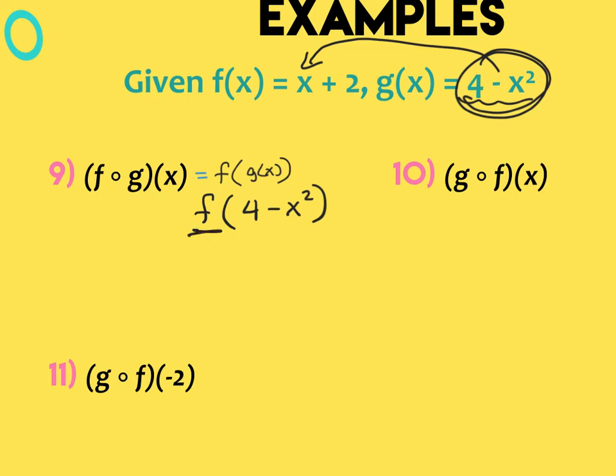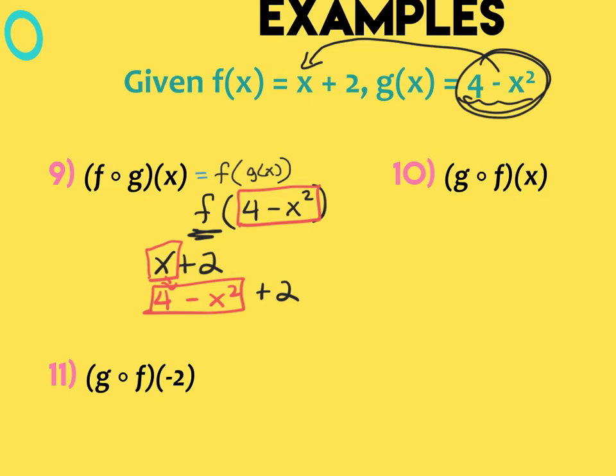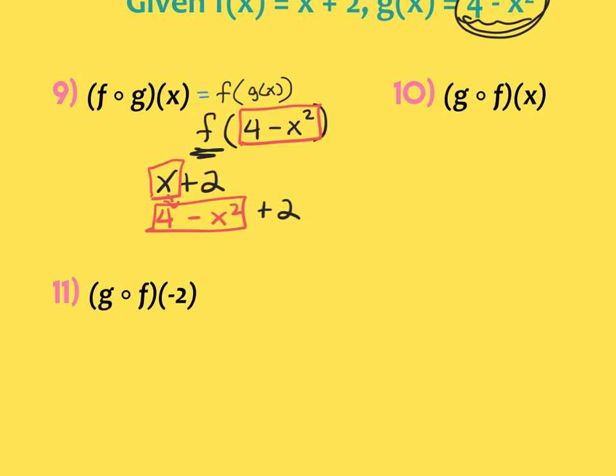So if I want to write down my f of x function, it's x plus 2. So now what I'm doing is taking out this and plugging in g of x. So my answer here is going to be 4 minus x squared. So I replaced x with that, and then I'll just rewrite the plus 2. And now I can go back and combine like terms. So 4 plus 2 is 6 minus x squared.